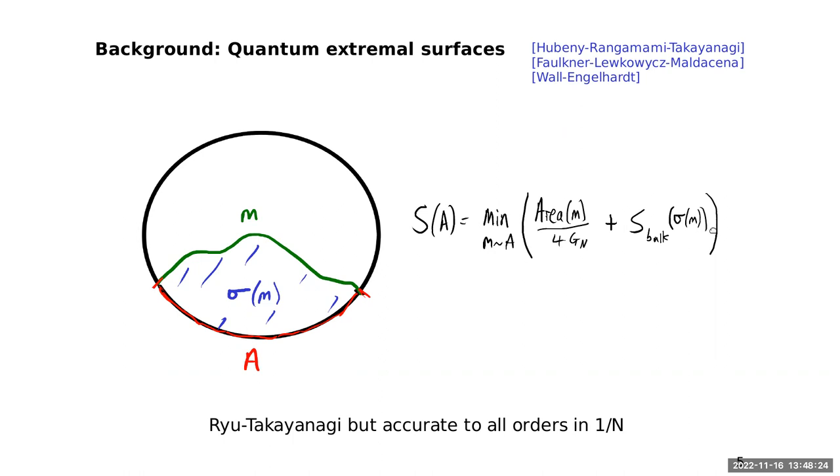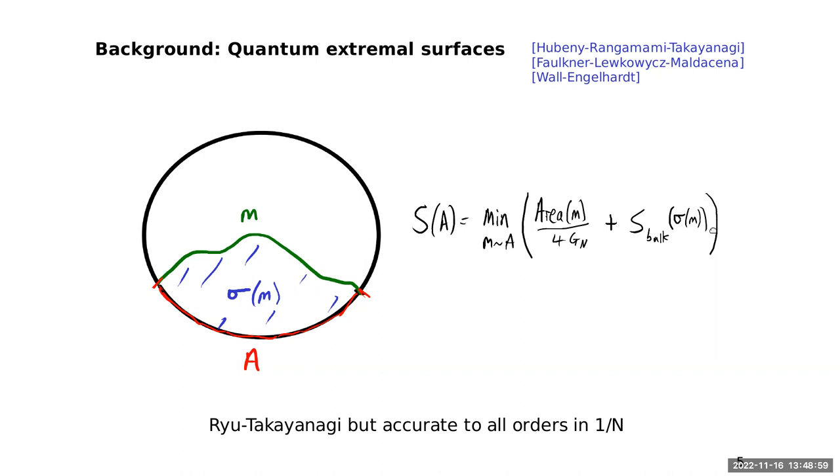So again, we have a time slice of an asymptotically AdS spacetime. Everything's the same. M is our candidate entangling surface. Sigma is the bulk homology region for that M. And the prescription says that entanglement entropy is given by the minimization of this functional. So we have the area piece as before, but also a bulk entanglement entropy piece. And this is supposed to be accurate to all orders in 1 over N.